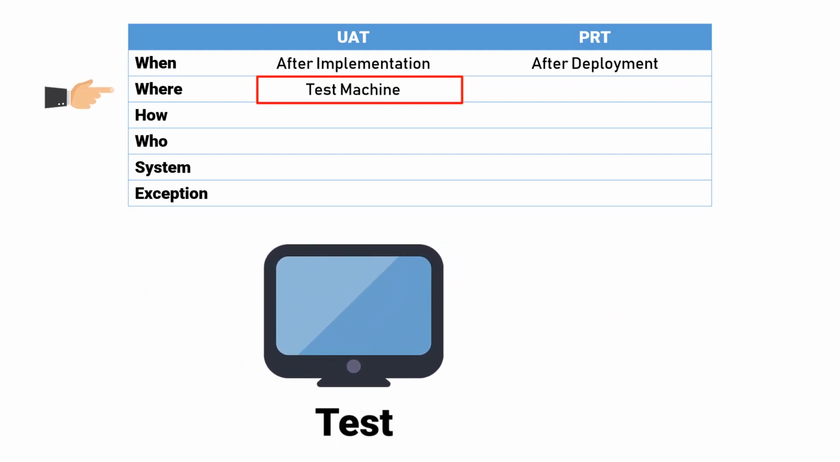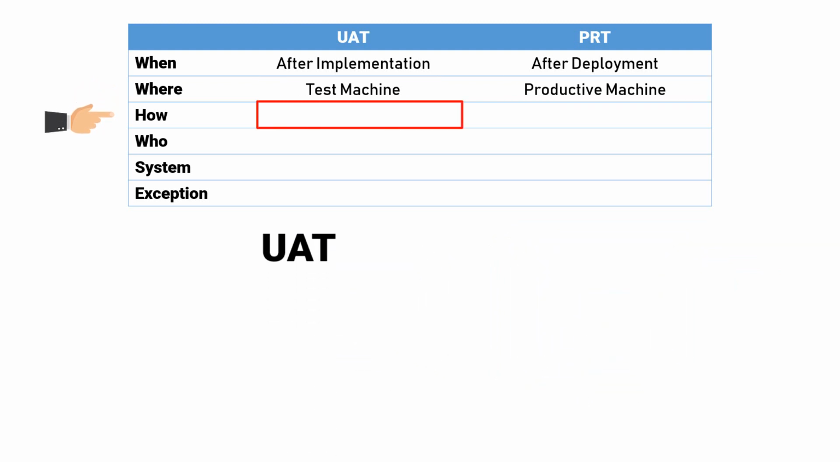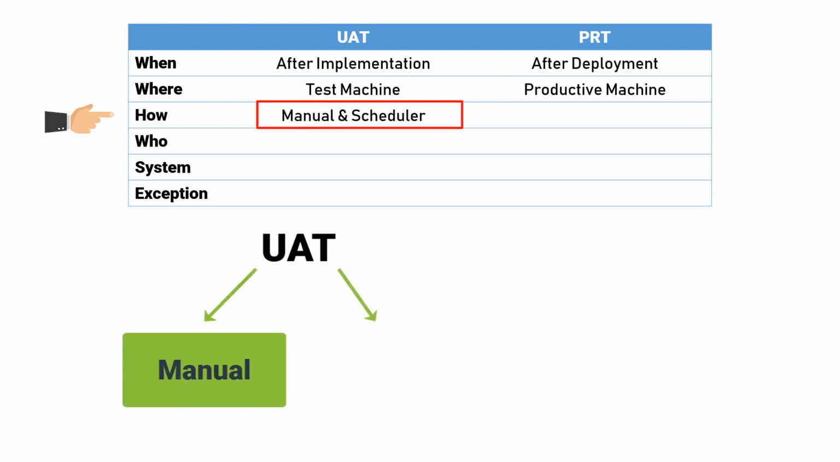UAT will take place on a test environment where the case was implemented, but PRT on the productive environment, where the case is to run later. UAT is carried out twice. Once manually by the developer in the studio. The second time from the scheduler, without the developer clicking anything in the studio.